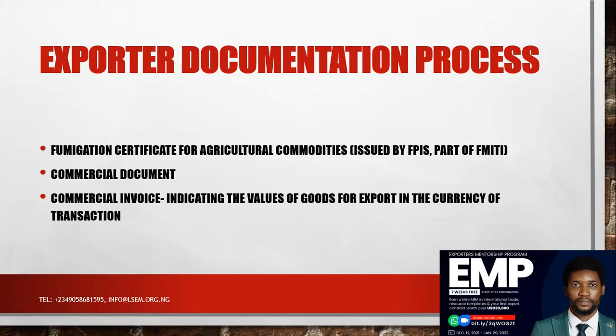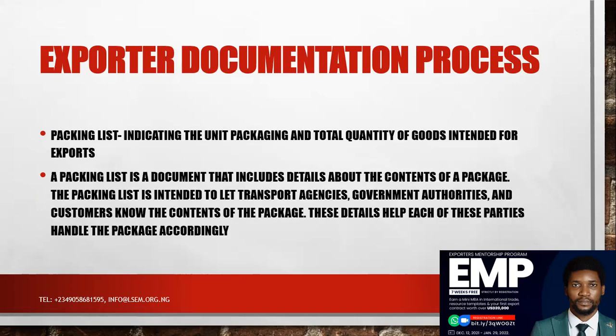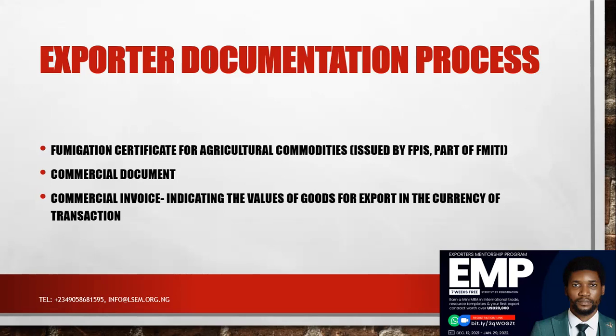Commercial invoice indicating the values of goods for export in the currency of transaction. The commercial invoice is usually issued by you, the exporter, because after you and the importer have agreed on the money, on the sum and all that, you have to be the one to issue the commercial invoice to the importer. So the commercial invoice will also contain maybe your bank account details and other details that the importer must have or should have.